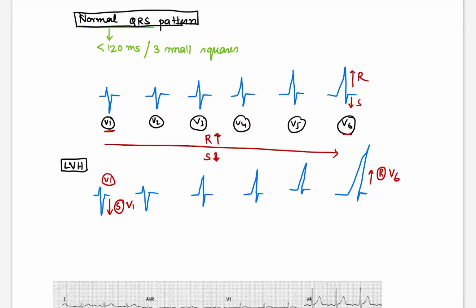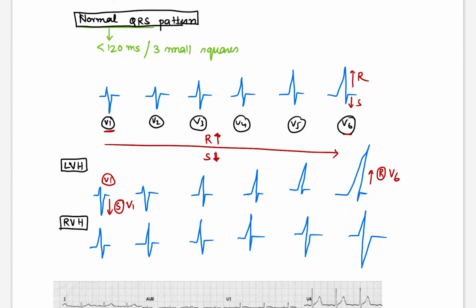And what will be the changes in case of right ventricular hypertrophy? The changes will be opposite of left ventricular hypertrophy. In case of right ventricular hypertrophy, the height of the R wave increases in V1. So the changes will be like this. As you can see, the height of the R wave is increasing in V1 and the height of the S wave is increasing in V6.